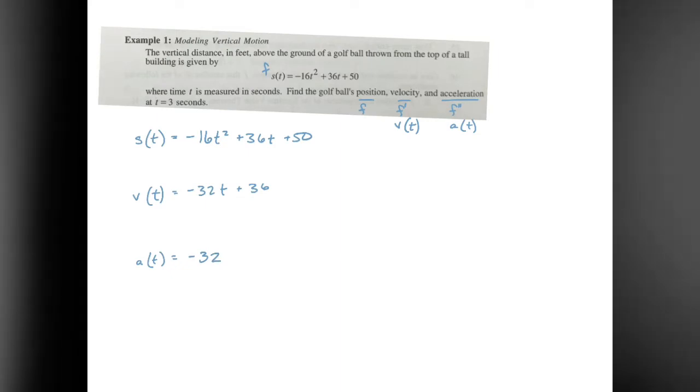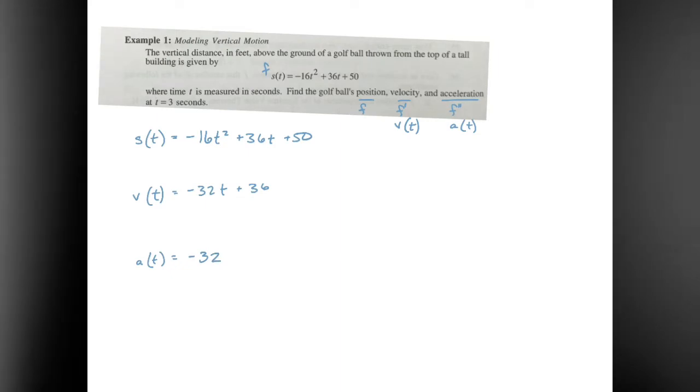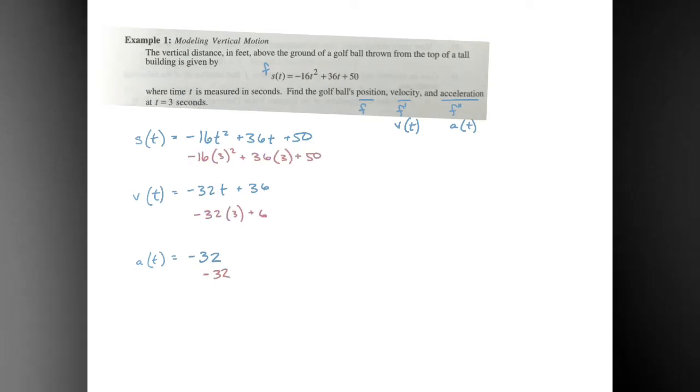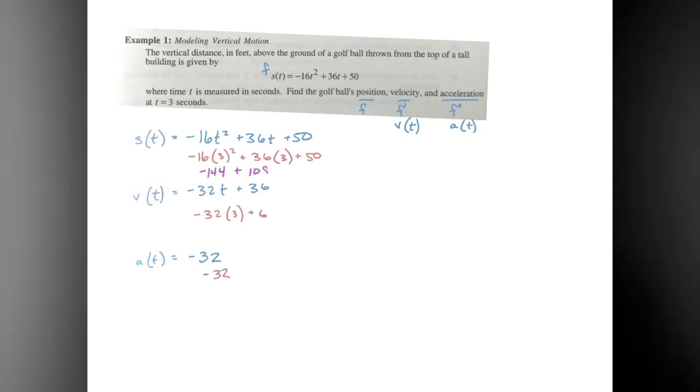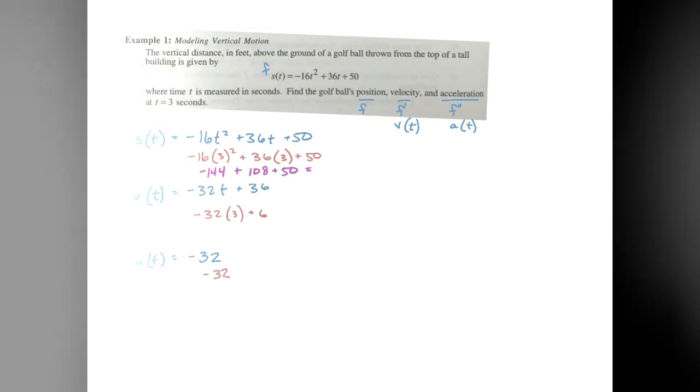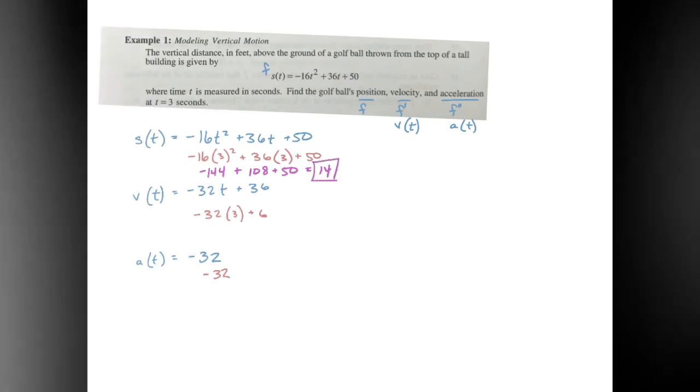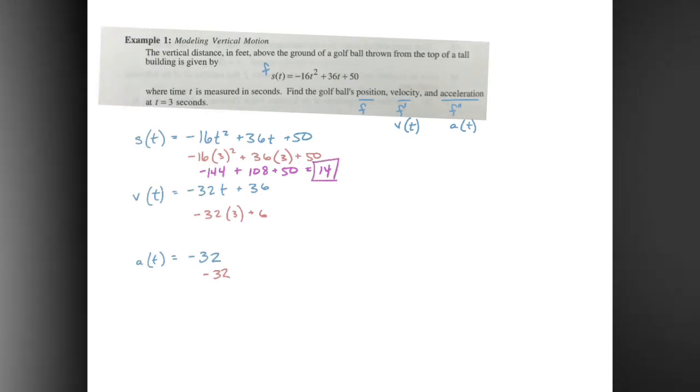So my next task is to plug a 3 in for t into all these functions. After substituting a 3 for t, I end up with negative 144 plus 108 plus 50, and when I do all my work there, it is 14. So the position equals 14 feet above the ground.